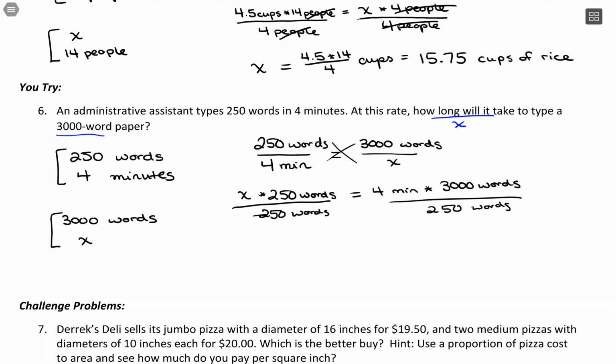So on the left-hand side, 250 words will cancel out with each other, so we just have x. Numerically, we'll have 4 times 3,000 in the numerator, divided by 250. And then for units, words will cancel out, so we're left with something in minutes. And when we simplify, it should be 48 minutes.